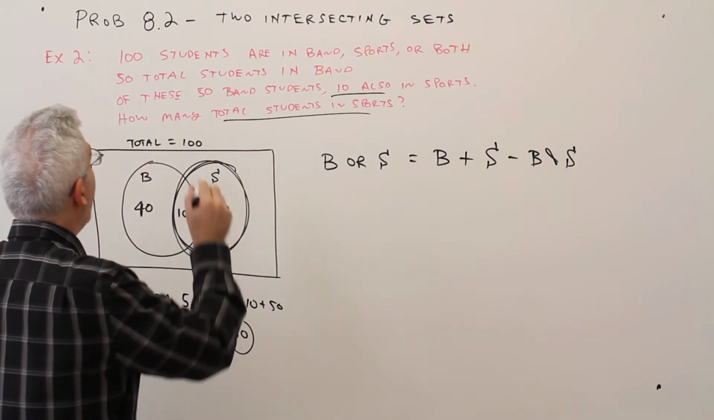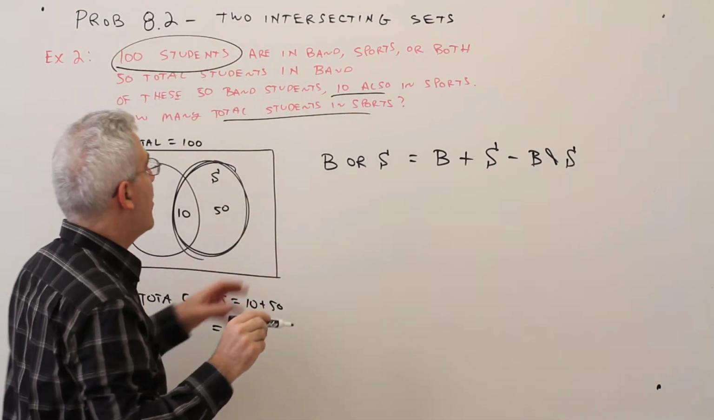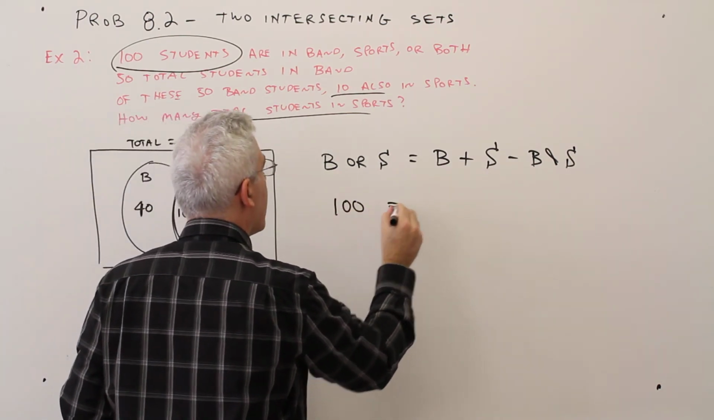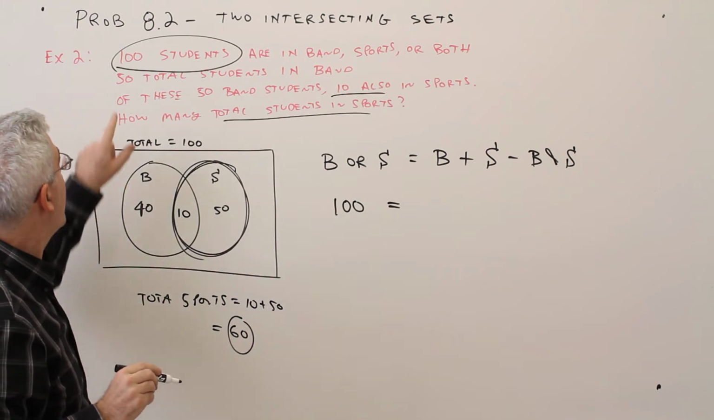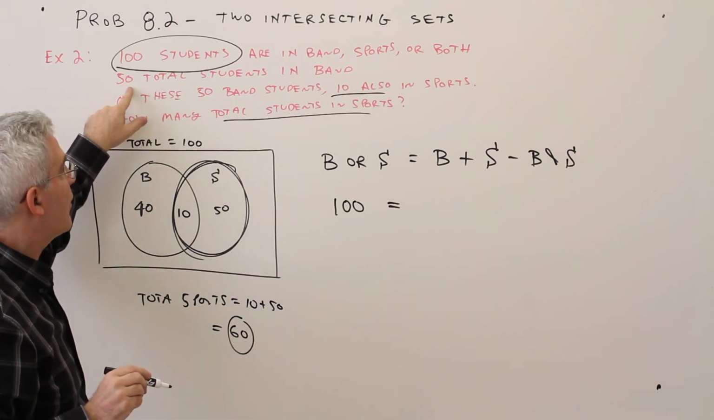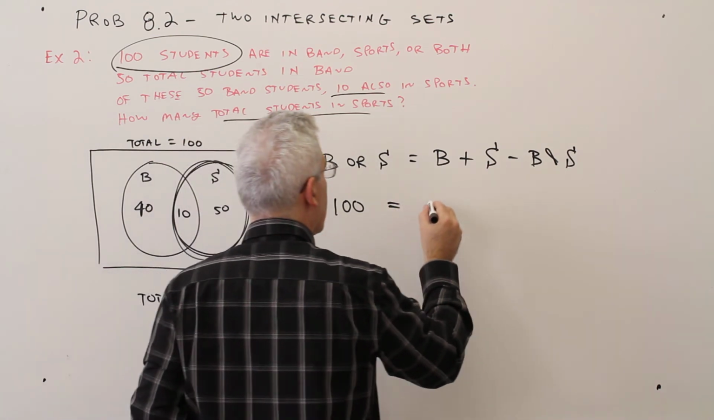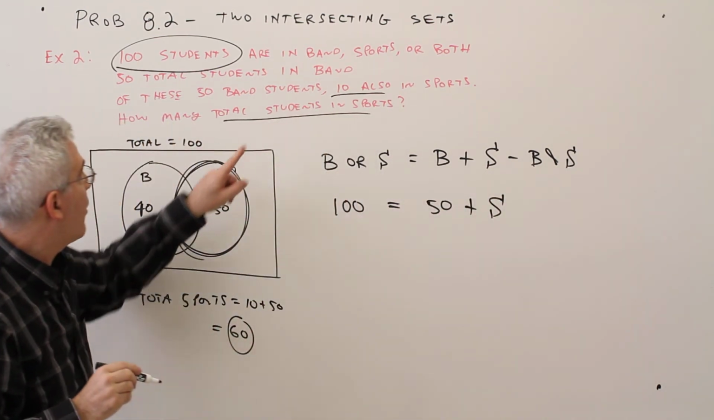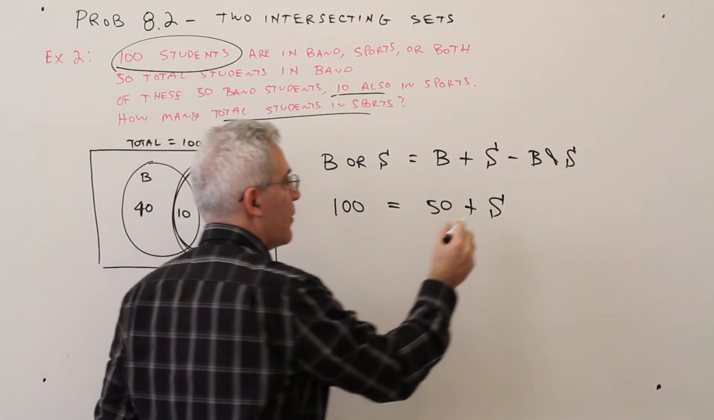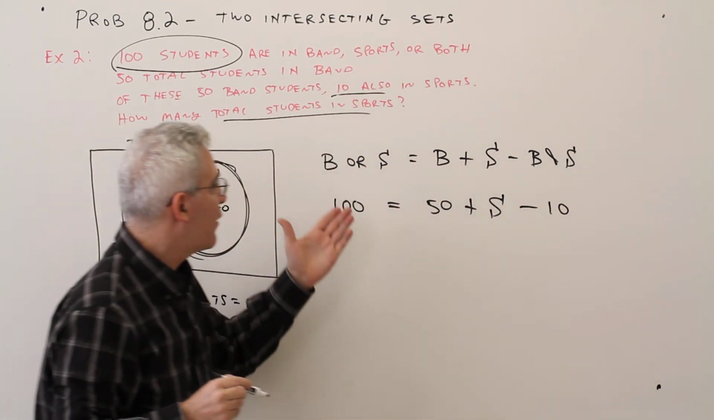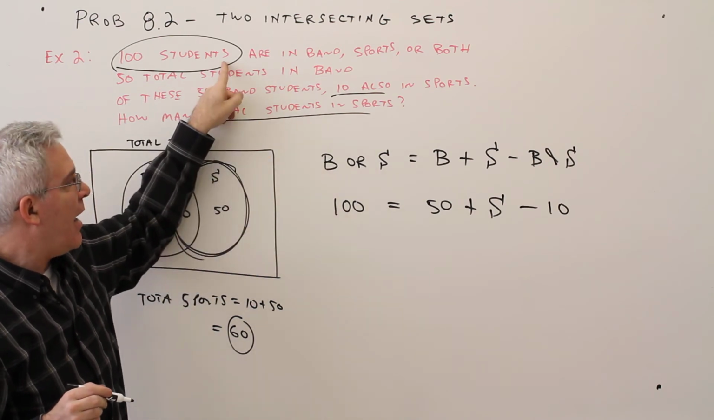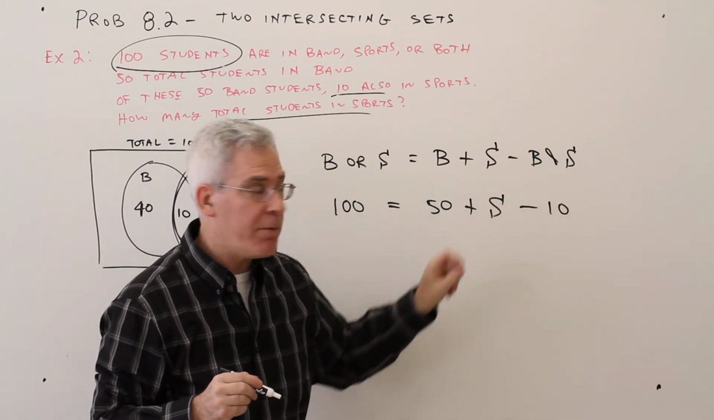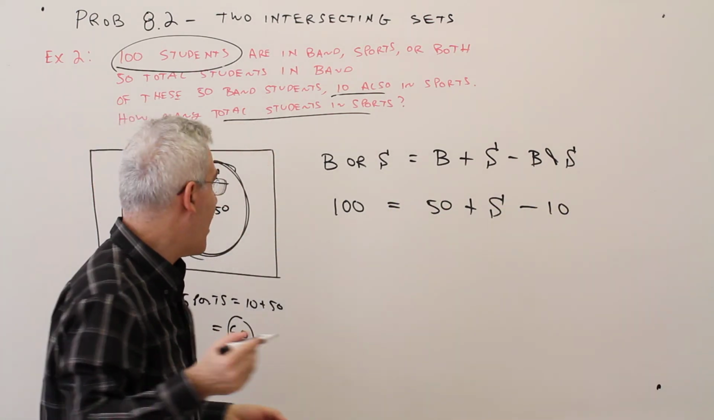Well, they gave me that the 100 students are somewhere in here, so I've got the 100 here. They told me I've got 50 students in the band. I don't know how many total are in sports, and they told me that I've got 10 in both. So just filling out those quantities, again, the 100 in either, the 50 in band, and the 10 in that football. And then I could just algebraically solve that.